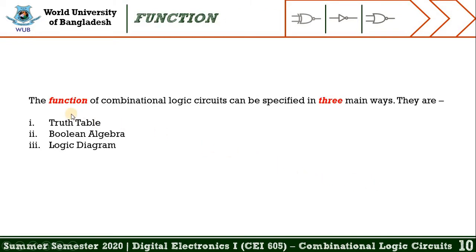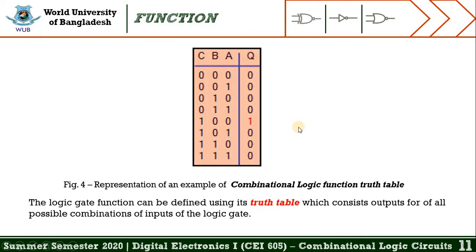Now from this slide we may learn the function of combinational logic circuit. So let's start. The function of combinational logic circuits can be specified in three main ways: number one is truth table, second one is Boolean algebra, third one is logic diagram. So let's start with the truth table.